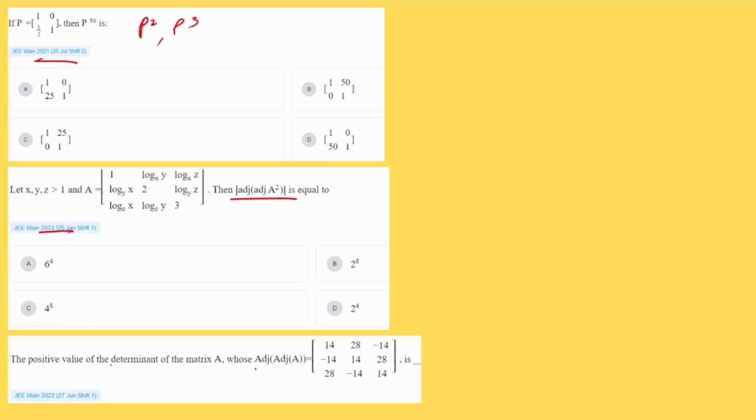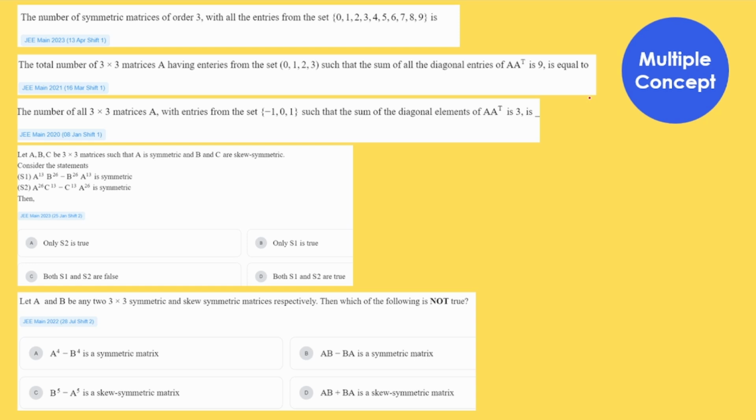Here they're asking us to find the determinant of a matrix where adjoint of adjoint A is given matrix. They've given a matrix for that. This is a multiple concept question. Why is it a multiple concept question?